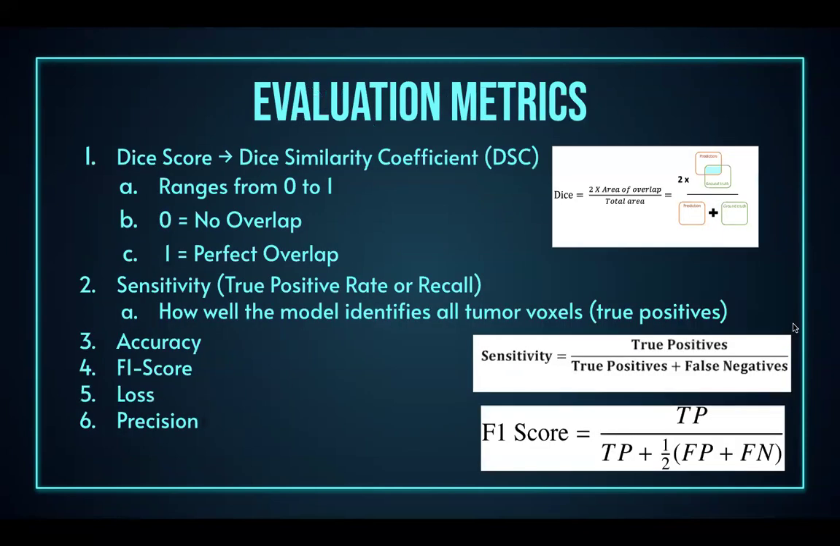After that, we evaluated our models using six performance metrics, which are the dice score, which is the degree of overlap between the prediction and the ground truth, where 0 is no overlap and 1 is perfect overlap. And then sensitivity or recall, which is how well the model identifies the true positives. Then the accuracy and the F1 score, which is a combination of the recall and the precision. And finally, we have the loss and the precision.